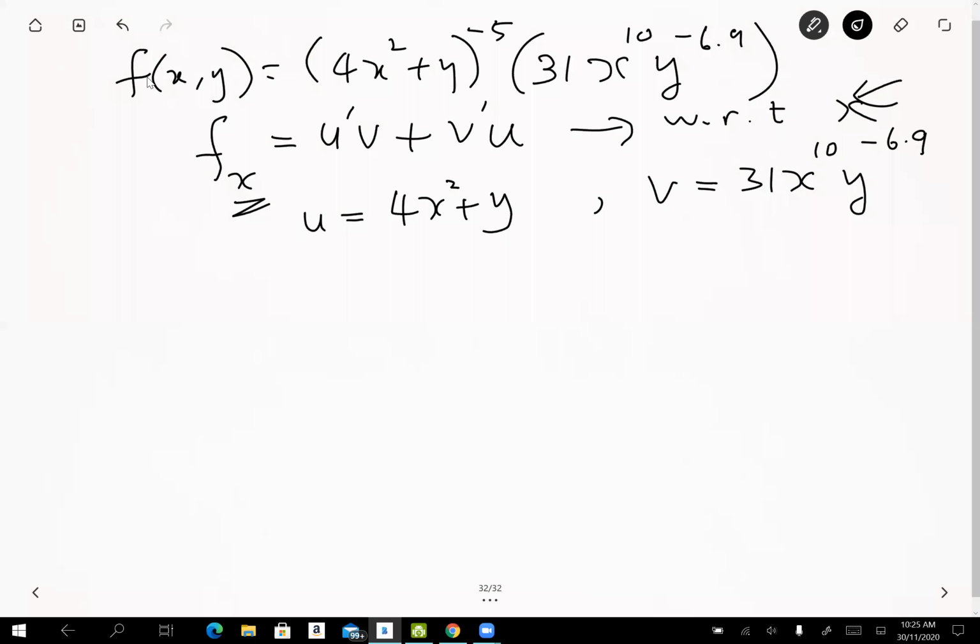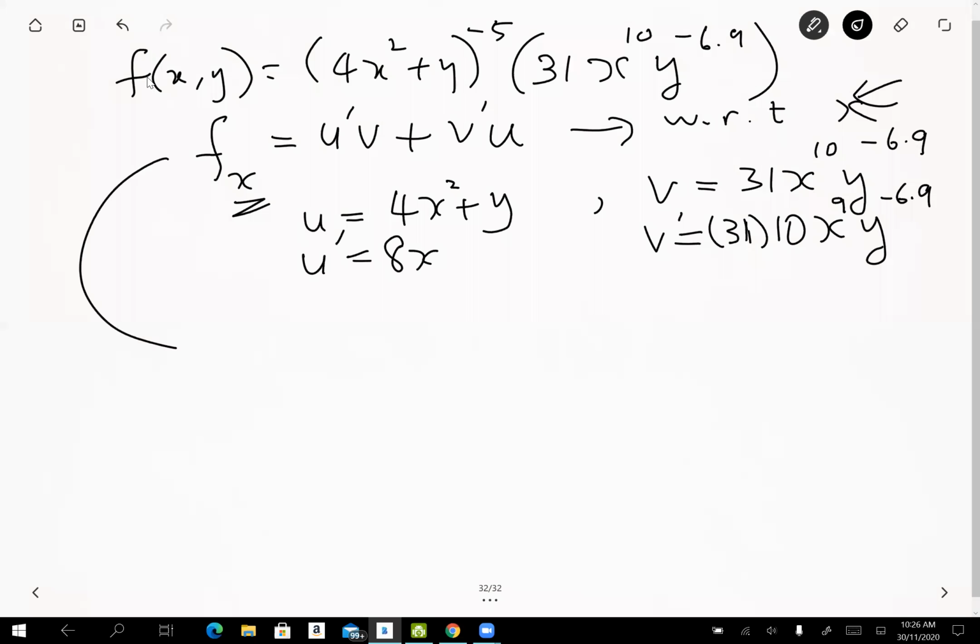So that prime, you can use du dx, but du dx, you have to spend a few more minutes writing that thing, so I just use u prime. So u prime is equal to what? Now here you take the derivative with respect to x, so there will be 8x plus 0. And what is v prime? That is the derivative with respect to x, so that will be 31 multiplied by 10 x to the power of 9. Now y doesn't change. It's a constant. So y to the power of negative 6.9.